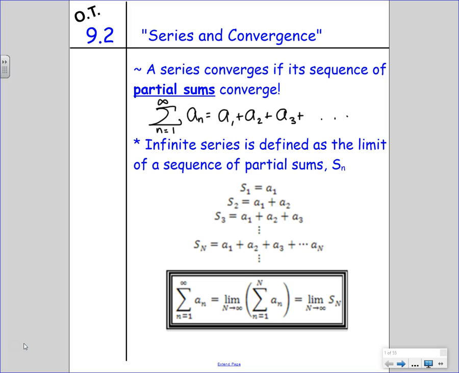We have a teacher for a reason. Wait, so the sequence goes to infinity, but the series will converge. Yeah.